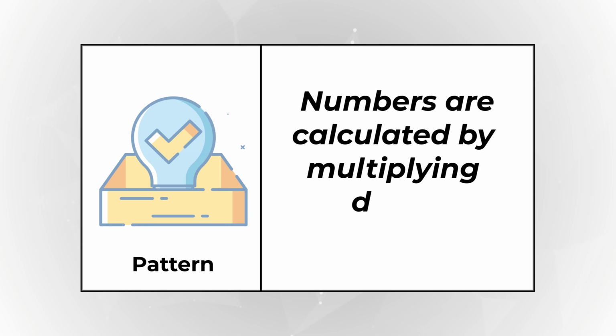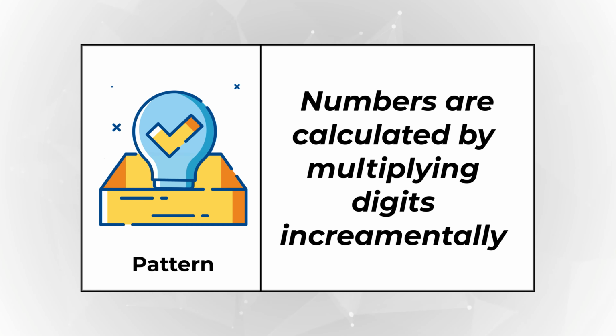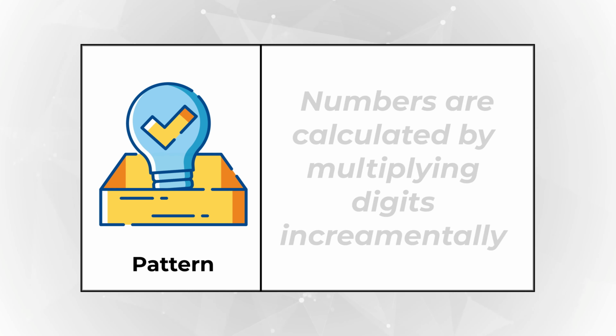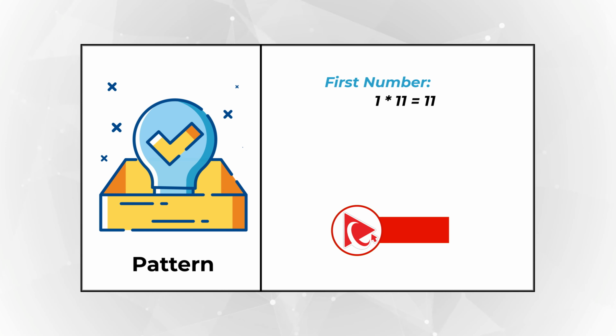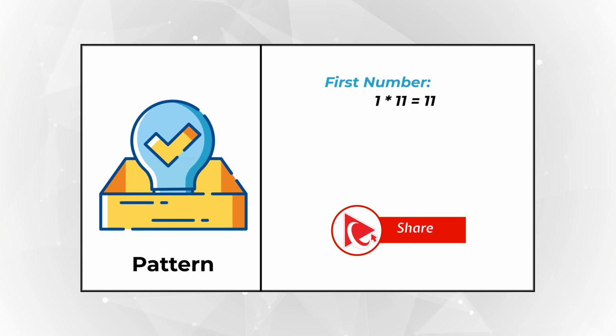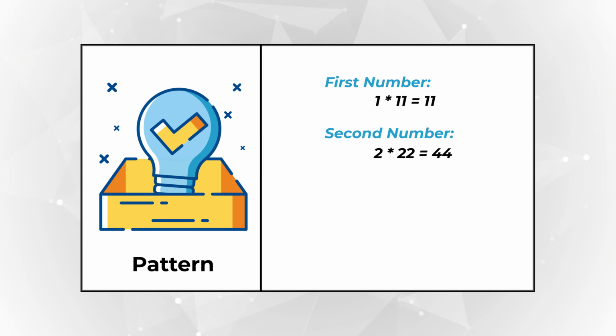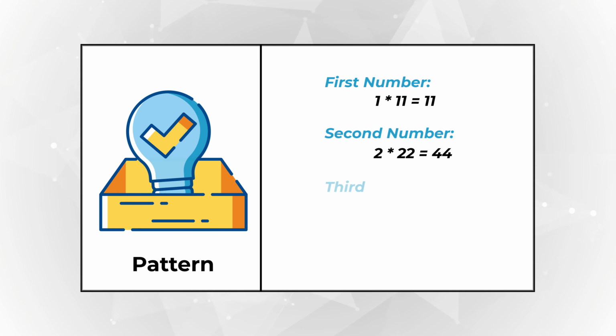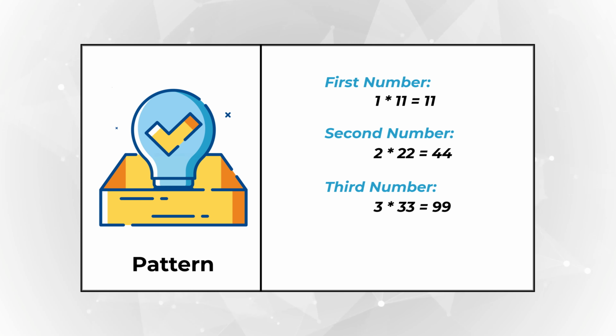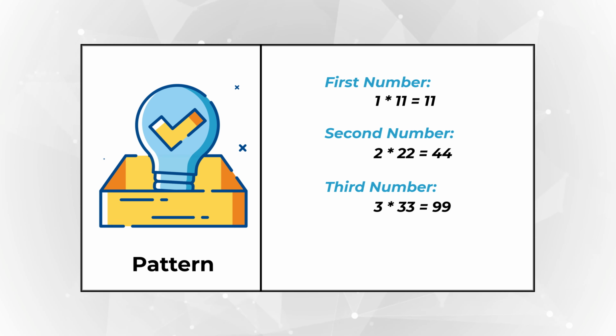The way the first 3 numbers are calculated is by multiplying the single digits incrementally. For example, the first number is 1 multiplied by 11, which is 11. The second number is 2 multiplied by 22, which equals 44. The third number is 3 multiplied by 33, which equals 99.